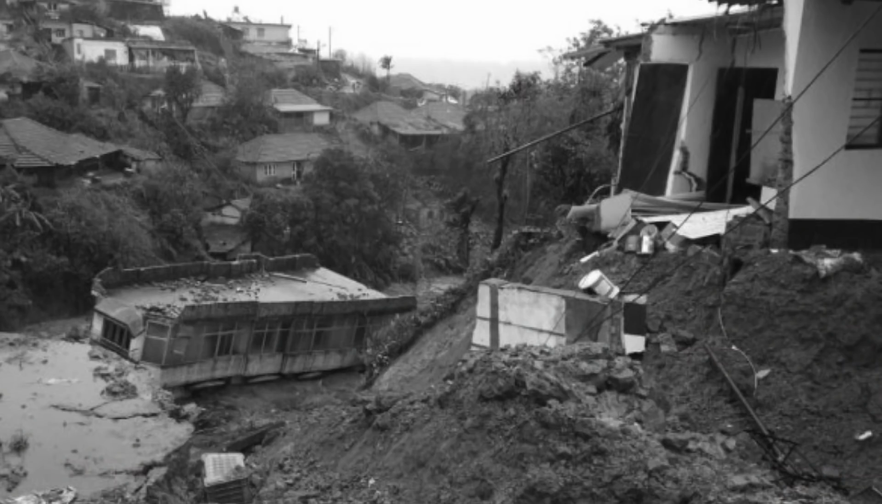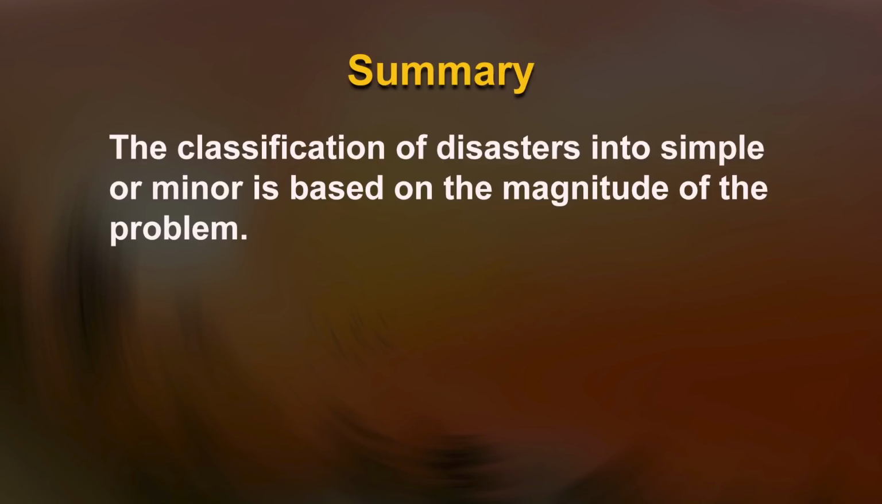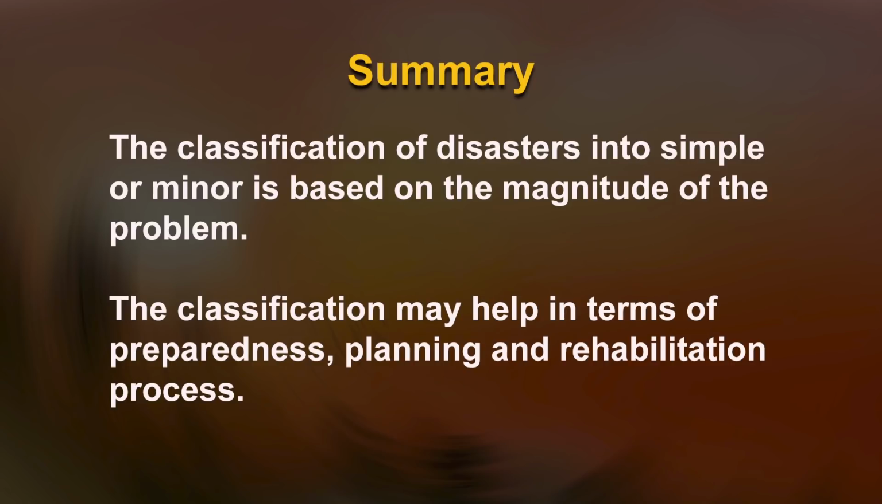Preventive aspects and proper training to people who operate those industries are key to protect from the disasters. Summary. The lesson discussed the simple and complex disasters very precisely with adequate examples. There are many disasters included in these categories and some of the major disasters have been incorporated with details. The classification of disasters into simple or minor is based on the magnitude of the problem. The classification may help in terms of preparedness, planning and rehabilitation process.